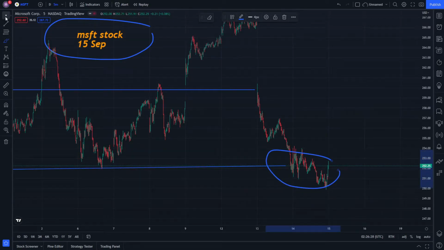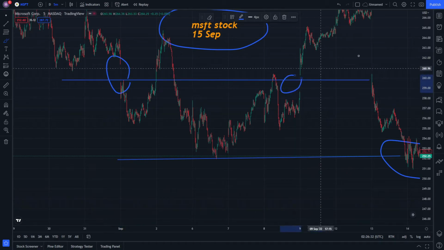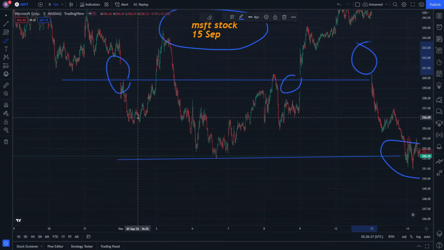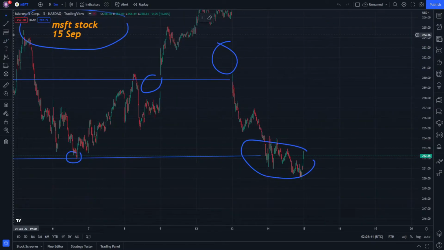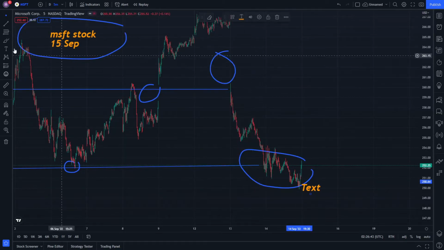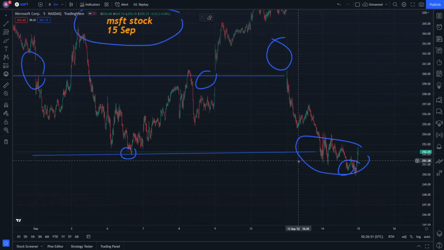Since we make a relationship between these shapes and the last part, and also the relationship between this support and this support, it gives us a result for what will be the next time for the increase or the decrease. So let's start this step by step.